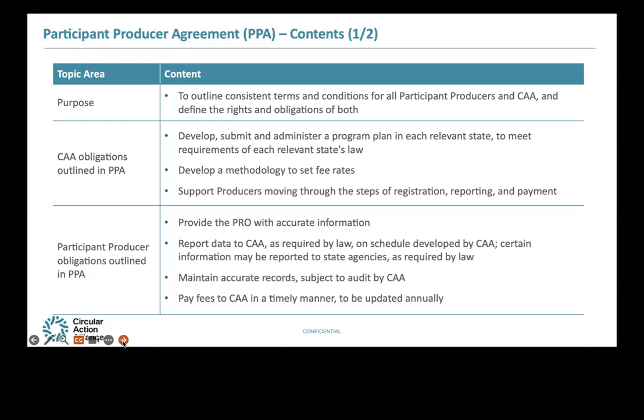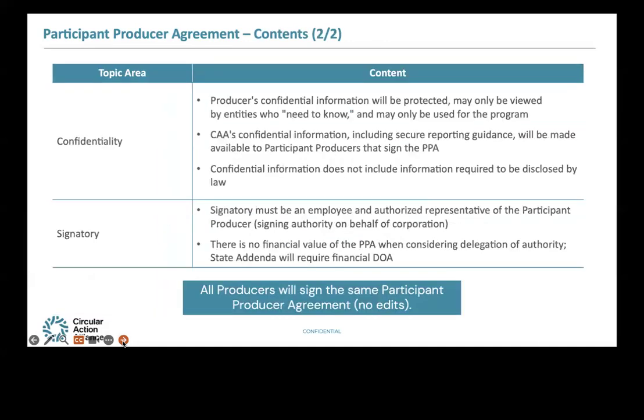And sometimes we do get questions around the process for nullifying the agreement if it turns out you're not a producer. You can always contact us at the aforementioned producer.support@circularaction.org email, and we can always work to help out in that circumstance.